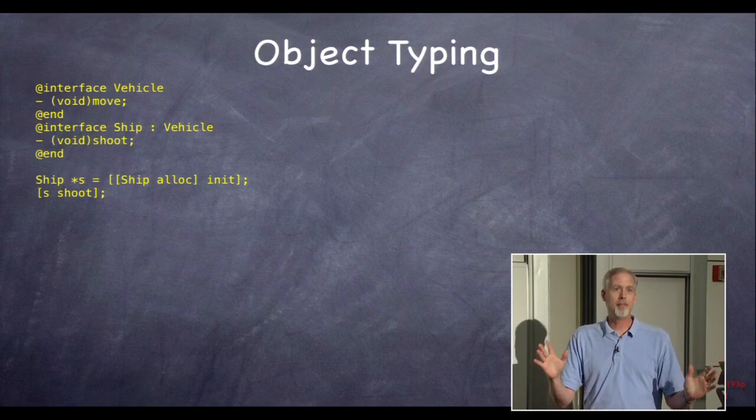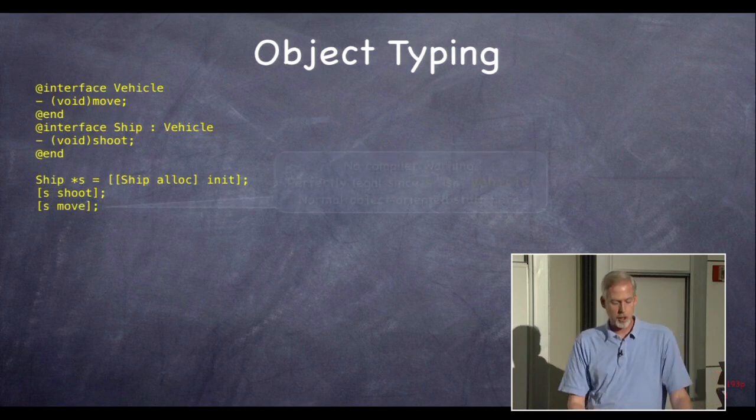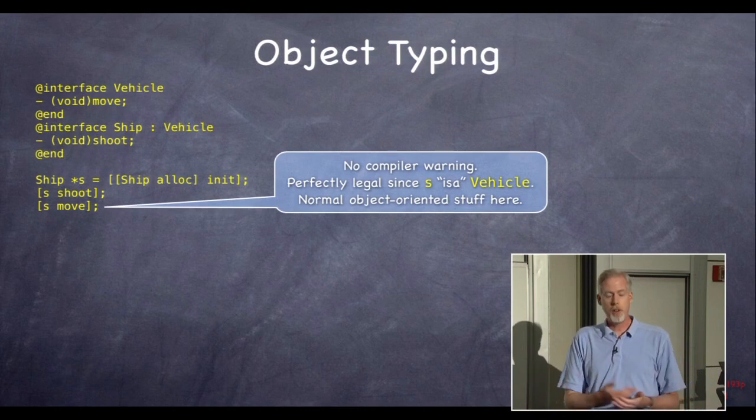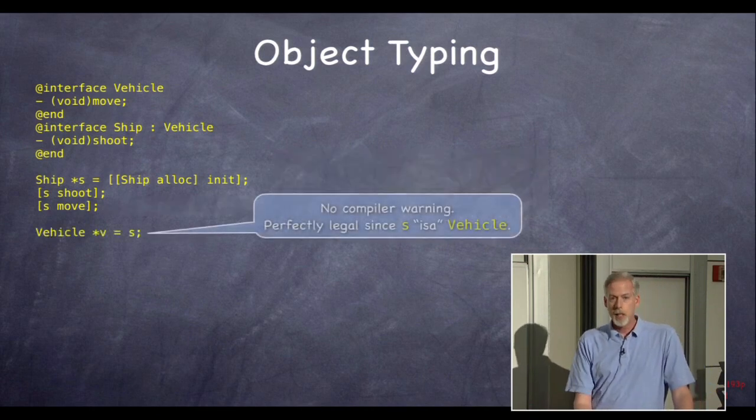Everything's good, right? Got a ship, statically typed. The compiler knows, of course, ship does shoot. And now I'm sending it move, and that's perfectly fine too. Compiler knows that a ship is a vehicle. Vehicle implements move. Woo, we're good. That's called inheritance.